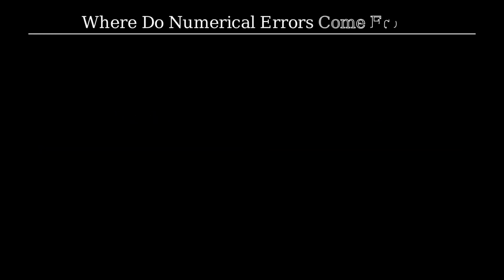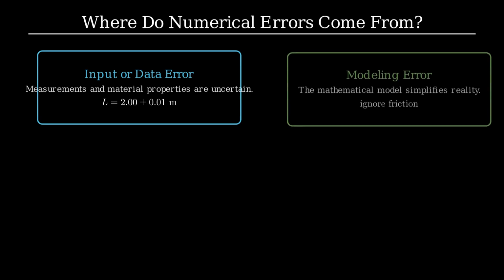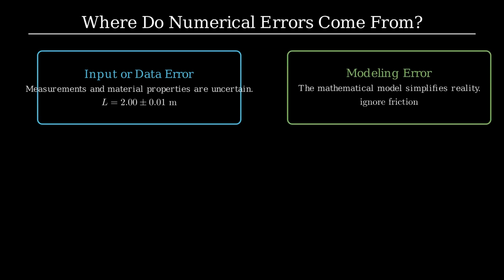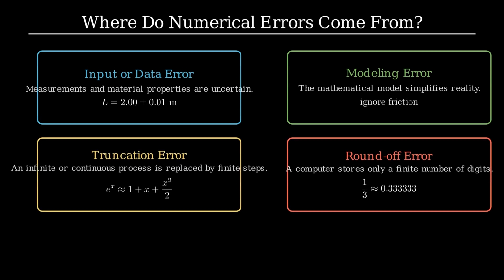Input error comes from uncertain measurements. Modeling error comes from assumptions such as neglecting friction, heat loss, or small deformations. Truncation error appears when an infinite process is stopped or a derivative is approximated using finite steps. Round-off error appears because a computer stores only a finite number of binary digits.